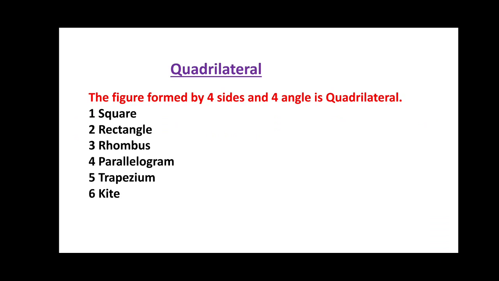In this video, we'll talk about the properties of quadrilaterals. What is a quadrilateral? The word quad means four. The figure formed by four sides and four angles is a quadrilateral. The examples are square, rectangle, rhombus, parallelogram, trapezium, and kite.